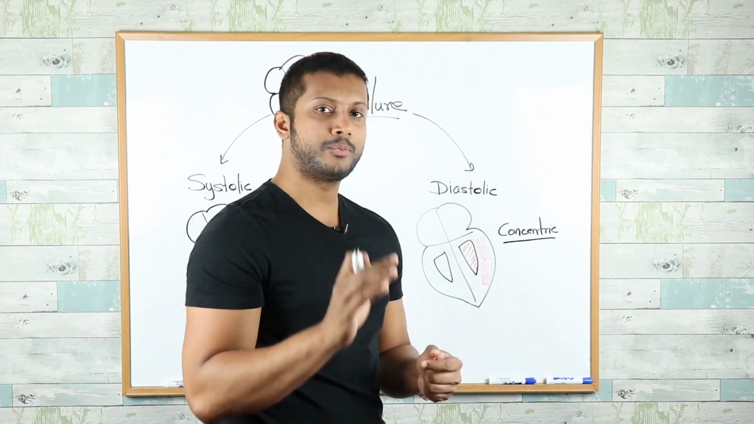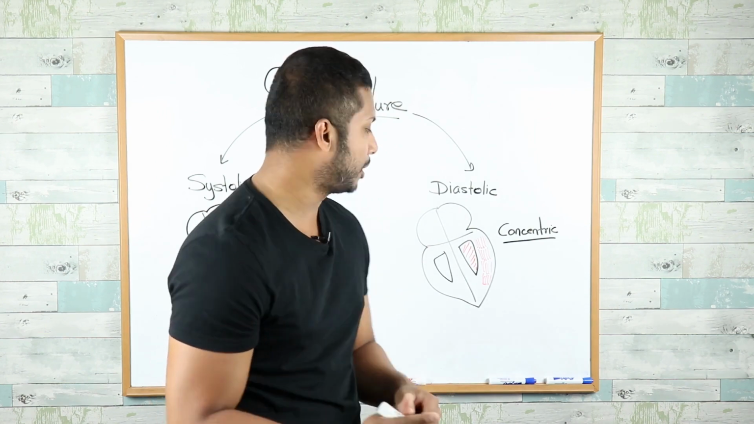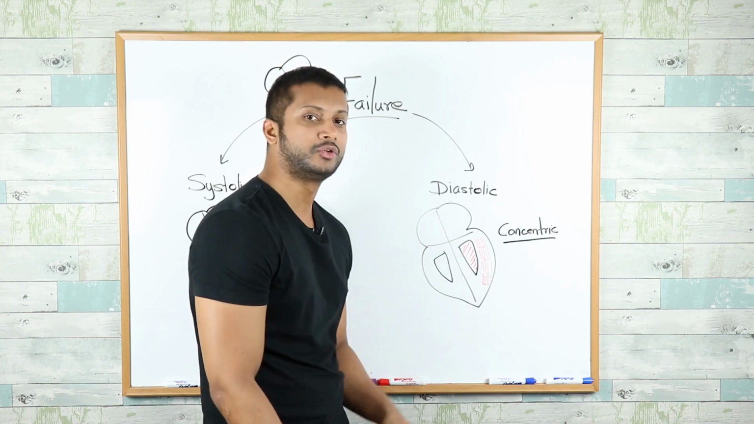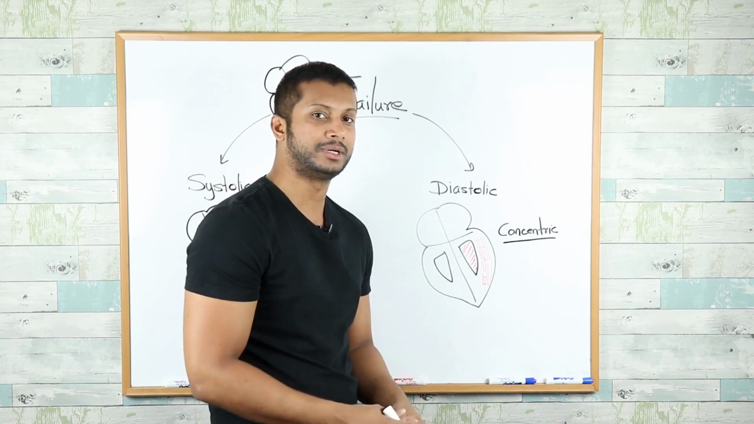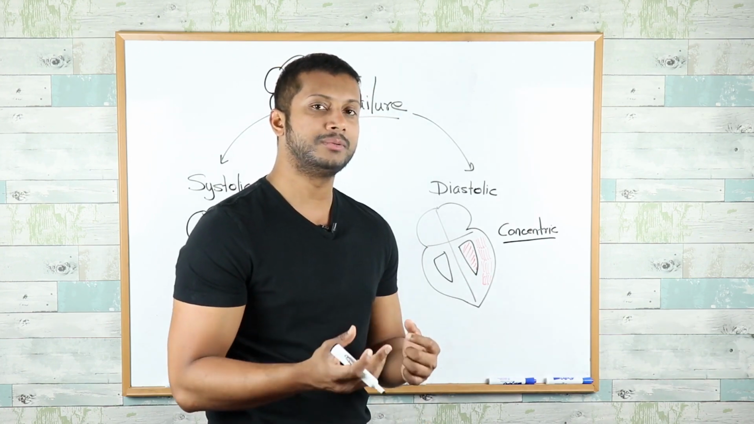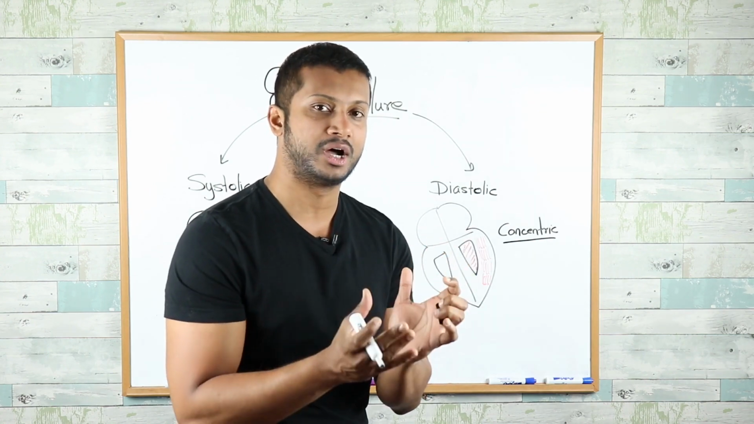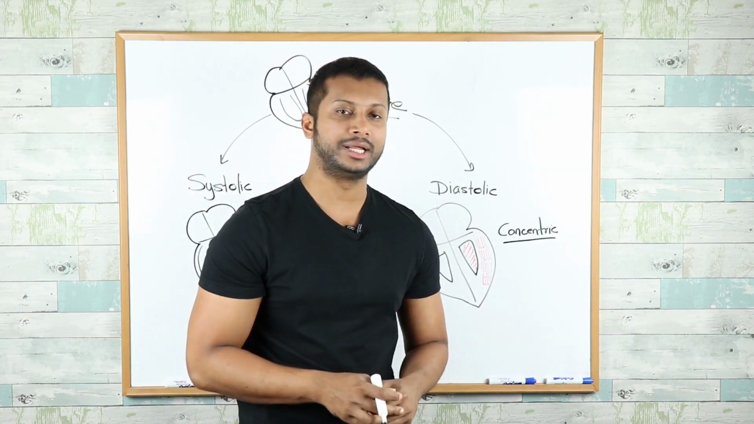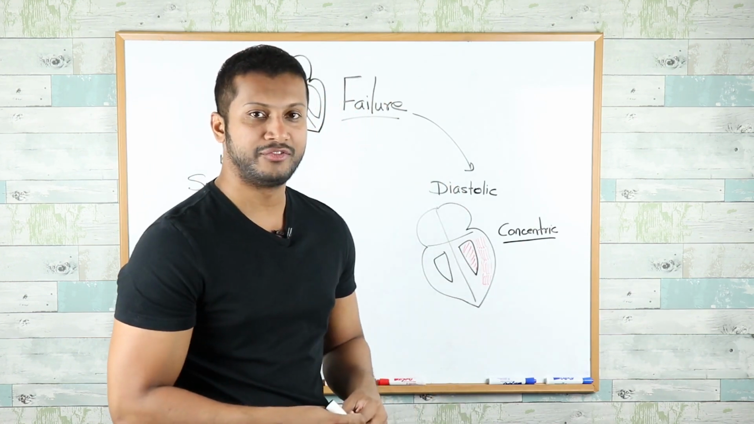So the muscle has no problem contracting. But what is the problem? Look at your chamber size. Look at the amount of volume that you could fill into this small little chamber. It's very little. So the problem is essentially with the filling of the heart. So diastolic filling is affected, and therefore we call it diastolic heart failure.